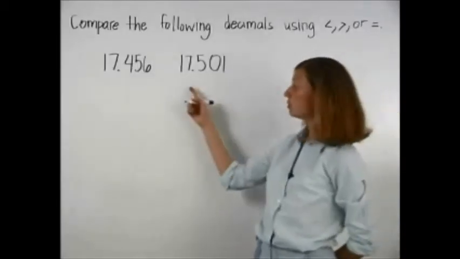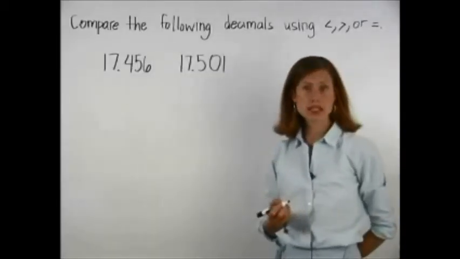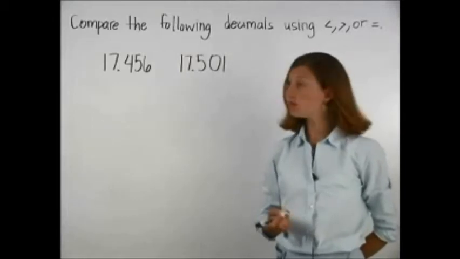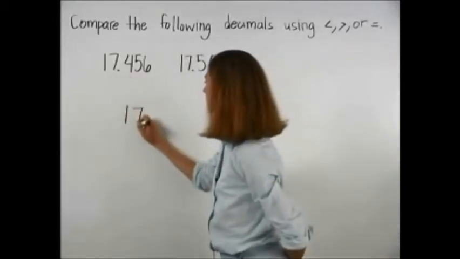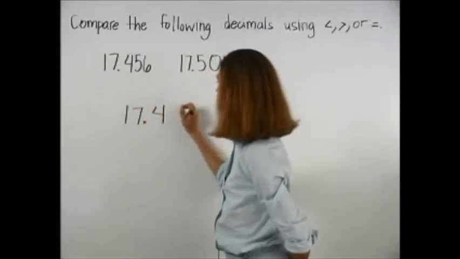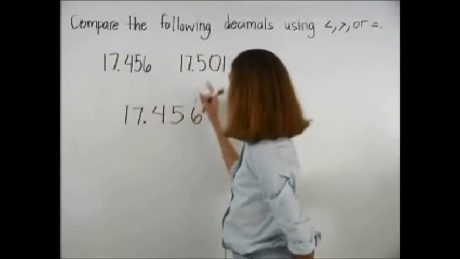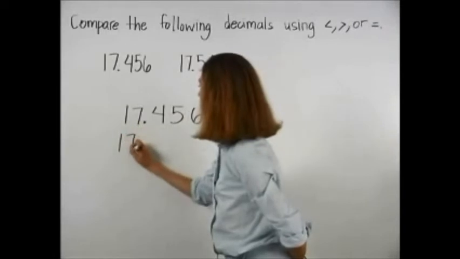To compare decimals, begin by lining up the decimal points of each number. So here, we line up the decimal points of 17.456 and 17.501.